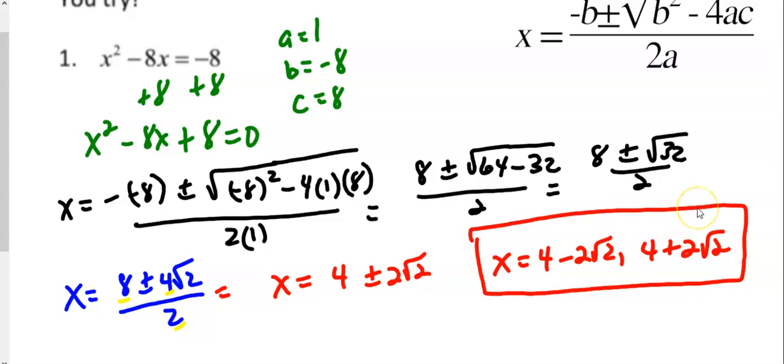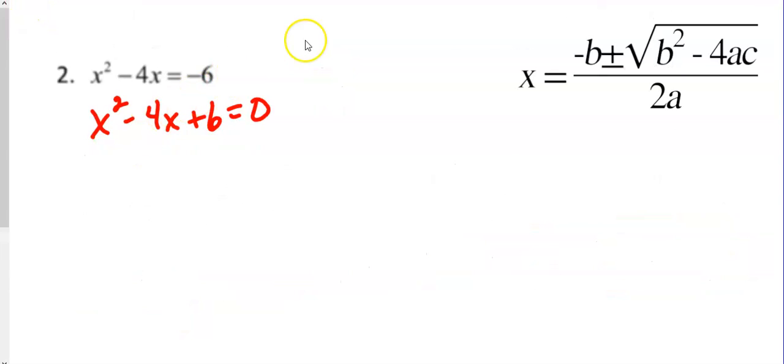All right, pause the video and see if you can do the next example on your own. All right, hopefully we noticed that we had to add 6 to both sides in order to first get our equation equal to 0. So here we have A is equal to 1, B is -4, and C is +6.